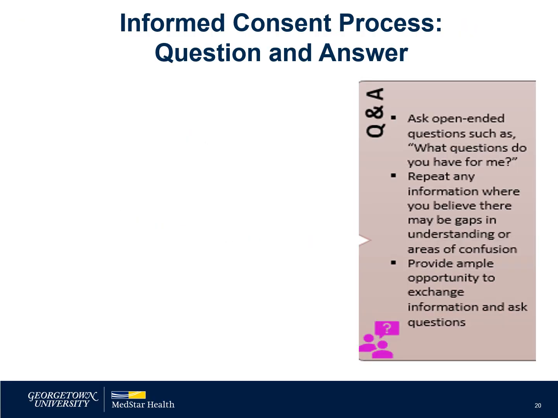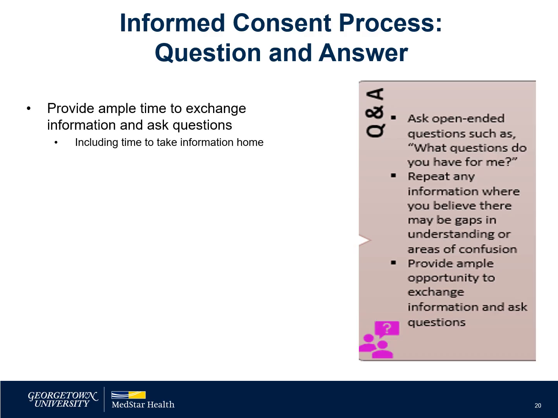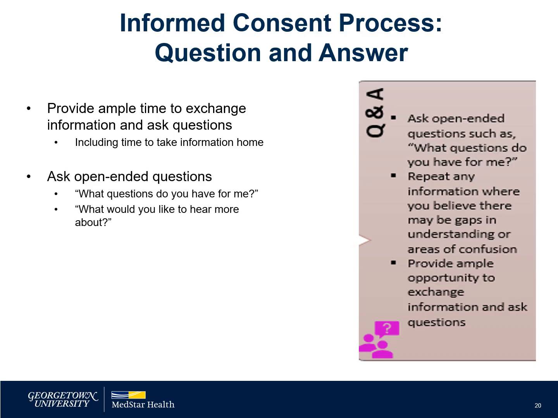The fourth step of the informed consent process is questions and answers. Provide ample opportunity for the investigator or designee and the potential research subject to exchange information and ask questions, including time to take the information home to discuss with a trusted advisor. Ask open-ended questions such as, "What questions do you have for me?" or "What would you like to hear more about?" Repeat any information where you believe there may be gaps in understanding or any areas of confusion.